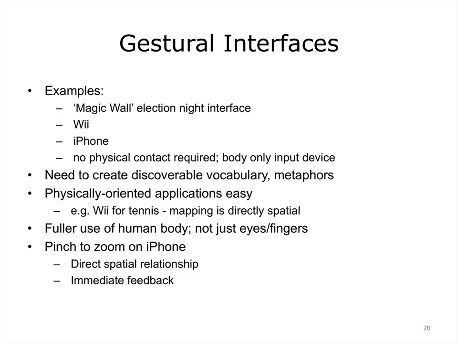There is a need to discover vocabulary and metaphors for these types of interfaces. Physically oriented actions are easier to coordinate since the mapping is directly spatial, as with Wii Sports applications or pinch to zoom on the iPhone, which involve direct spatial relationships between the user's action and the output response. These interfaces make fuller use of the human body than just the eyes and fingers used in usual keyboard and mouse interactions, and could provide a far greater range of possible types of input.